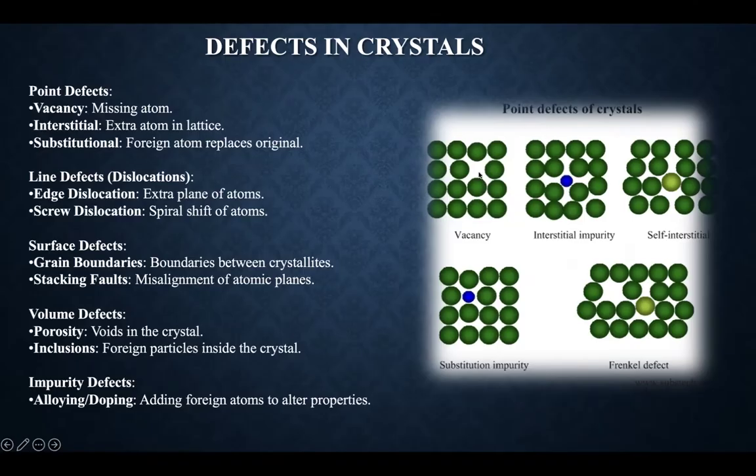In the vacancy defect, one atom is completely missing from the crystalline structure, whereas in interstitial impurity, one impurity is added or doped into it. A self interstitial is where an atom's position differs from the regular lattice pattern. Substitution impurity is replacing the original atom with a foreign atom, and we also have Frenkel defects, Schottky defects, like that.